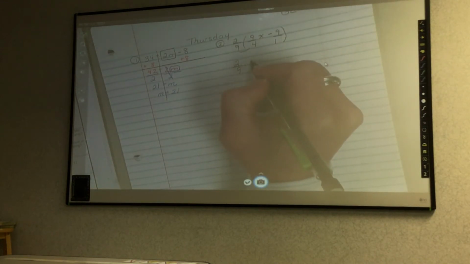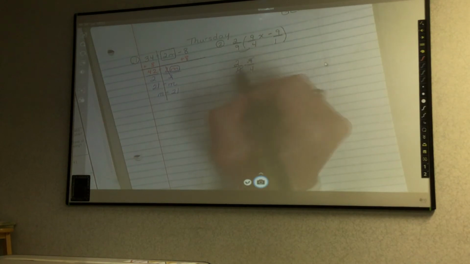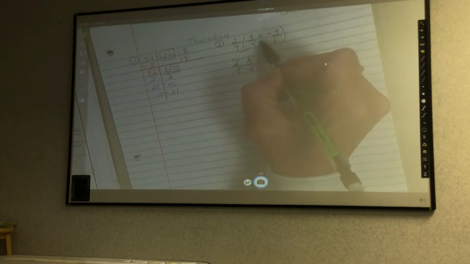2/9 times 9/4. I'm going to reduce my 9's to 1 and reduce the 2 to a 1 and the 4 to a 2 because I reduced by 2. Then 1 times 1 is 1. 1 times 2 is 2. So I have 1/2 and bring that x there with it.